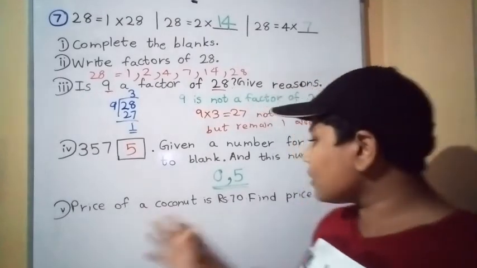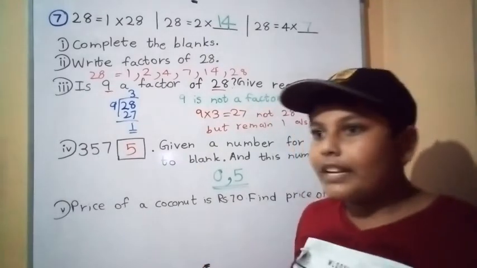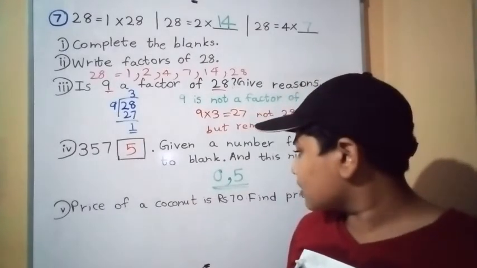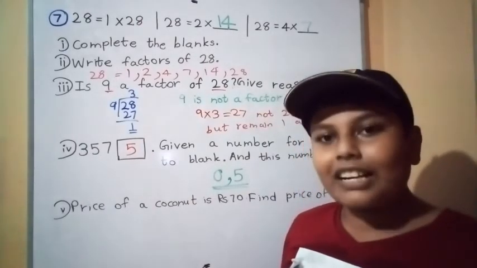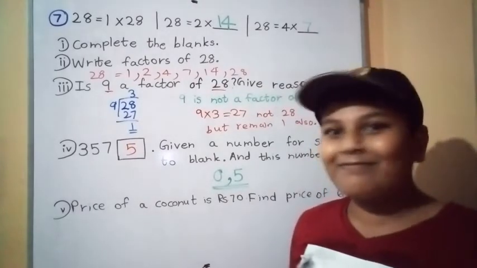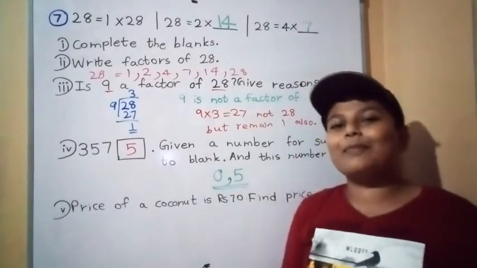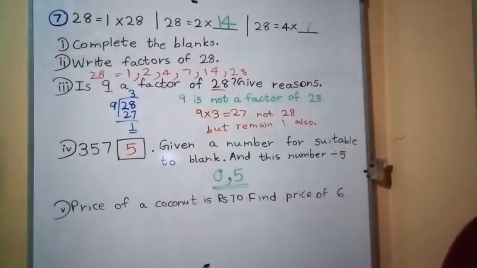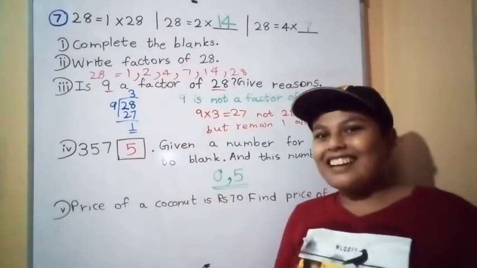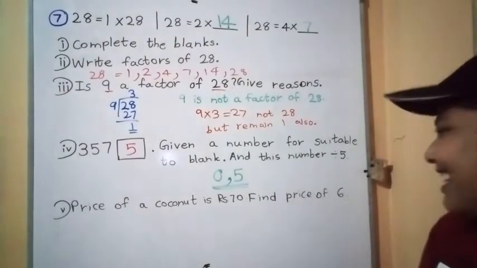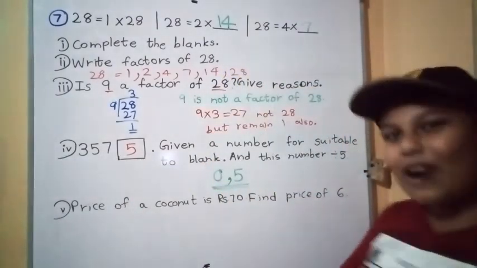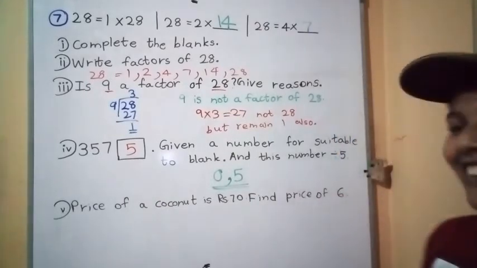Last one: the price of a coconut is 70 rupees. Now it is 110 rupees for a coconut. Now a coconut is 110 rupees, not 70. That is the past, right? Now 110 is the current price of a coconut, not 70.